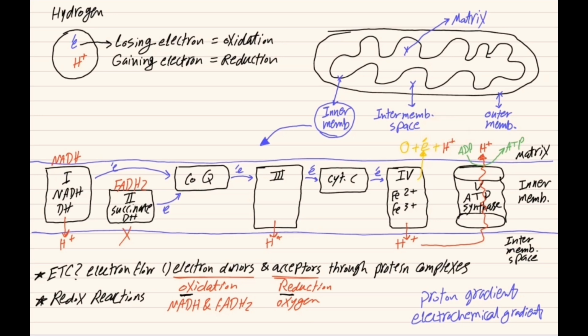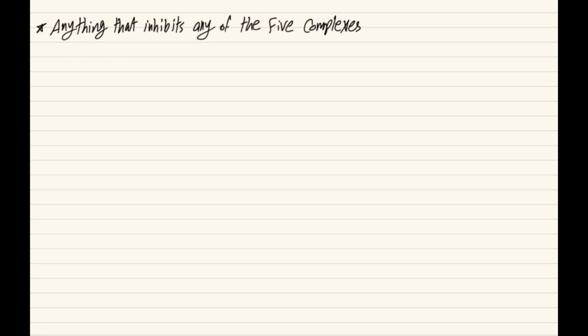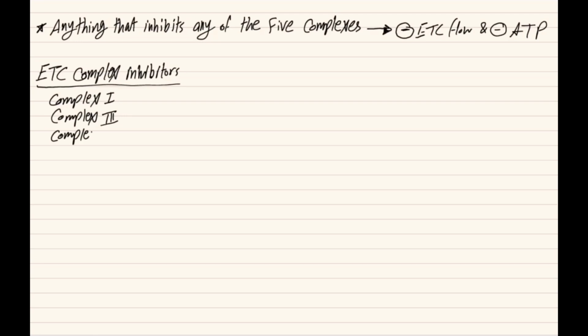Now let's apply this knowledge in a pharmacology/physiology manner. Let's have a general rule. Anything that would inhibit any of the 5 complexes will inhibit the electron flow and also inhibit the ATP production. So, electron transport chain complex inhibitors such as complex 1, complex 3, and complex 4 will decrease electron transport chain flow and decrease ATP synthesis and decrease proton gradient because the complexes are not throwing in the protons.